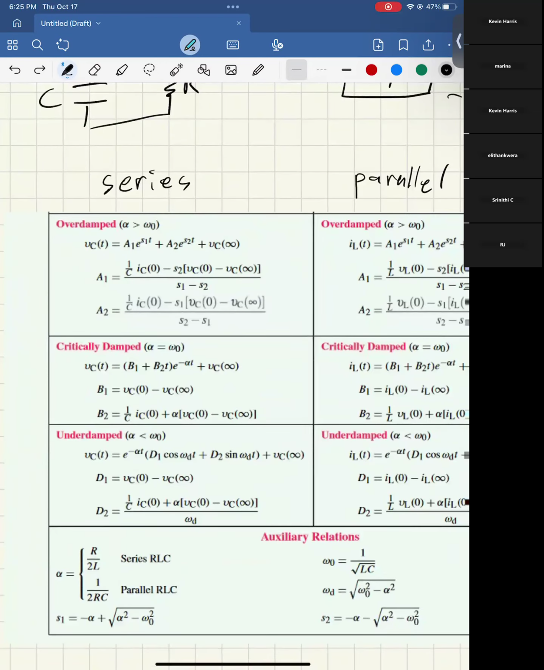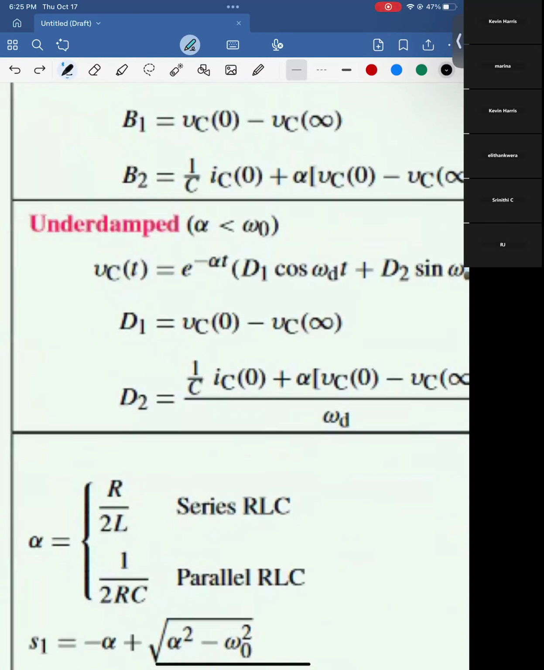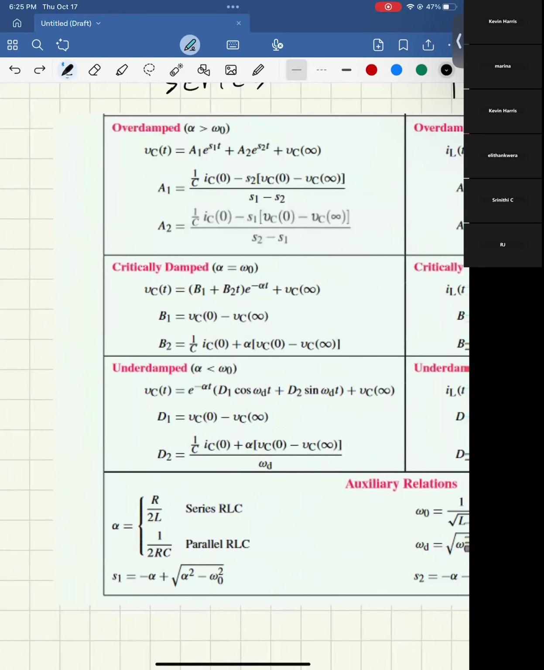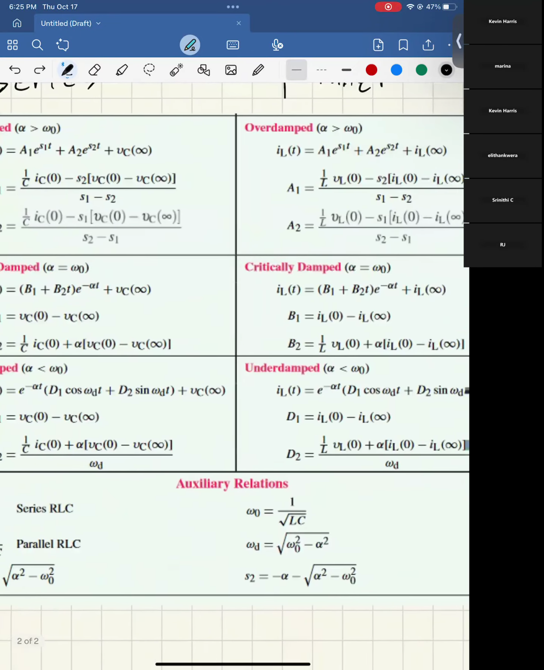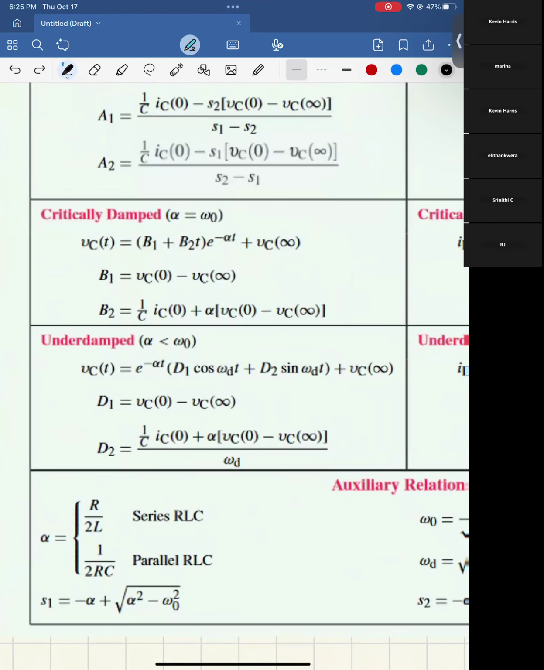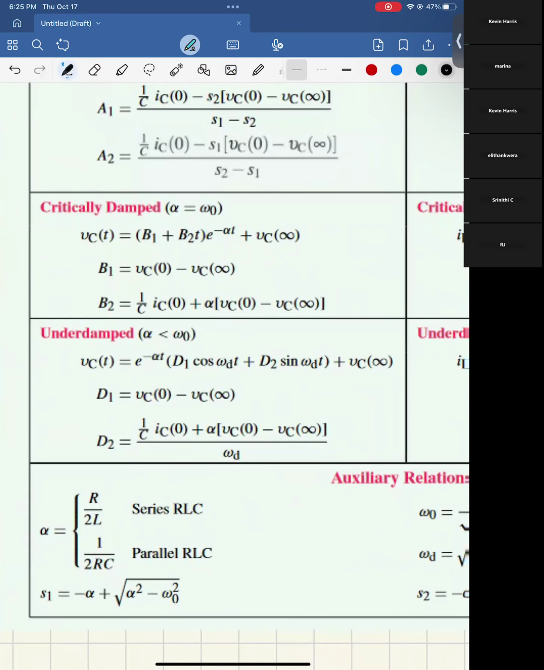So what are these alpha and omega? Alpha, if you look here, is essentially your time constant for this case. It's different for series and parallel. And for series, it is this value, R over 2L.